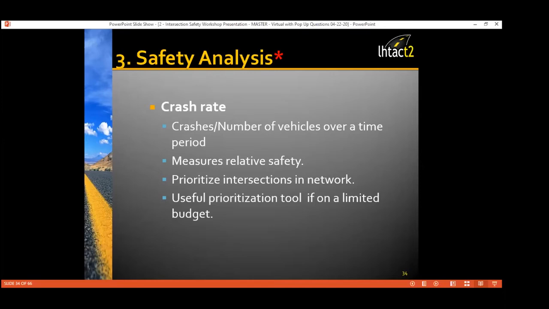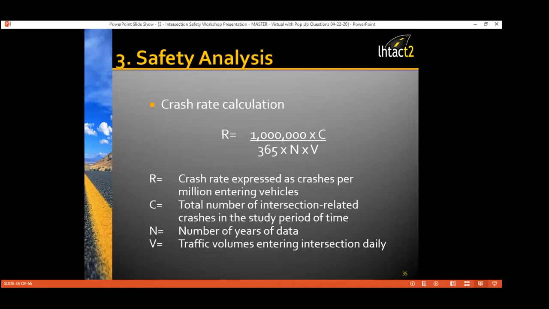So crash rate analysis can be a useful tool to determine how a specific intersection compares to the average intersection on a roadway network. And it can help you now justify why you're spending money at certain locations. And again, remember, your needs are always going to be greater than your safety budget. So here's how crash rate analysis works. It's a very simple calculation.